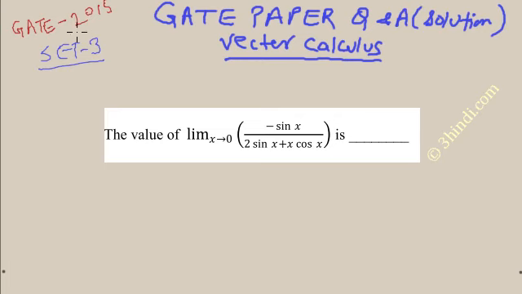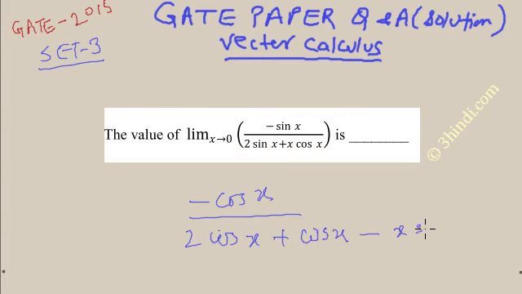This is the question from GATE 2015 set 3. To find the value of the limit here, you need to do differentiation by L'Hospital's rule. So the differentiation of this, minus sin x, is minus cos x, divided by twice the differentiation of this, twice sin x plus x cos x. You can write twice cos x plus cos x minus x sin x. You should know how to differentiate.